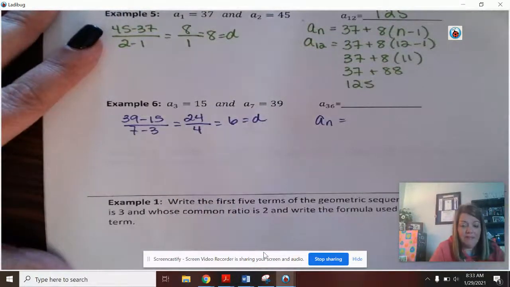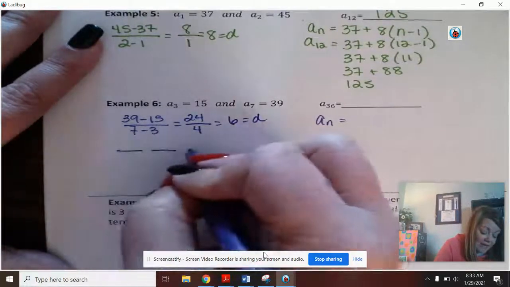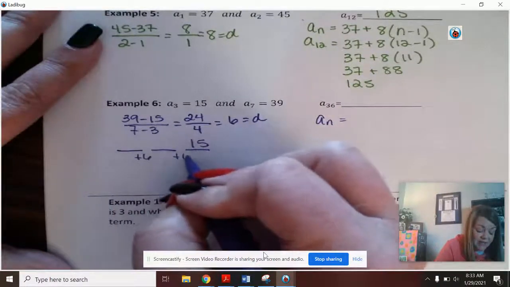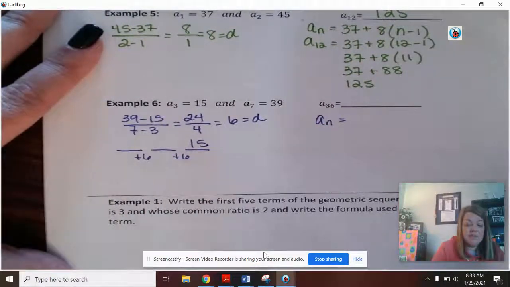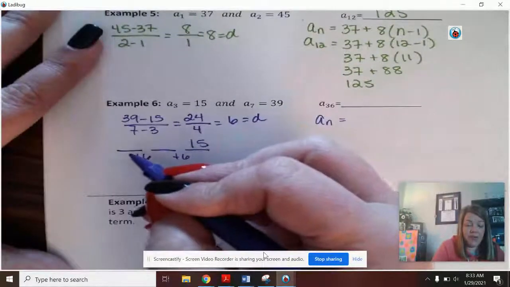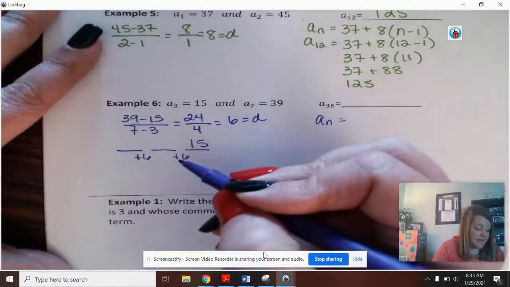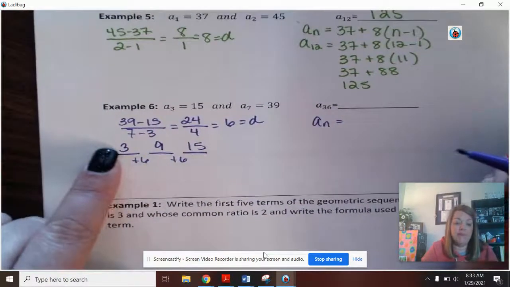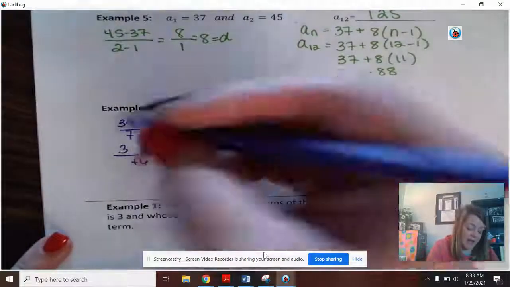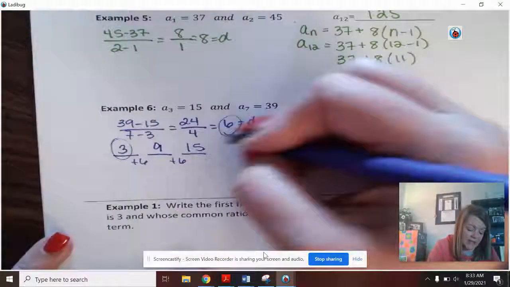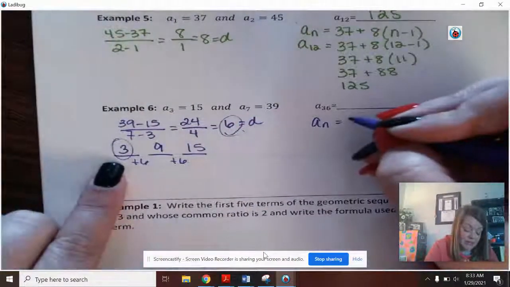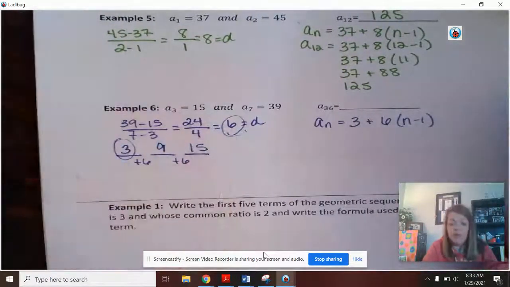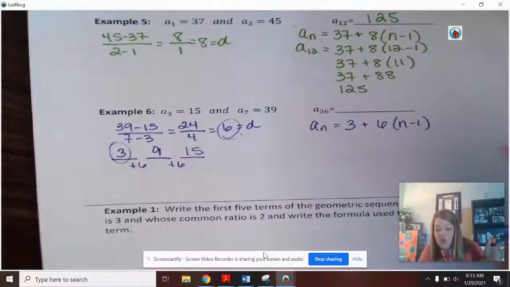But I don't have a sub 1. I have a sub 3 is 15, and I know that it was plus 6 every time to get to that 15. So I can just work my way backwards to get back to a sub 1. 15 minus 6 is 9. Minus 6 is 3. Now I have my a sub 1, so I have the information I need. I need a sub 1 and I need d. So a sub n equals 3 plus 6 times n minus 1. There's what the formula would look like to find any term in the whole wide world.